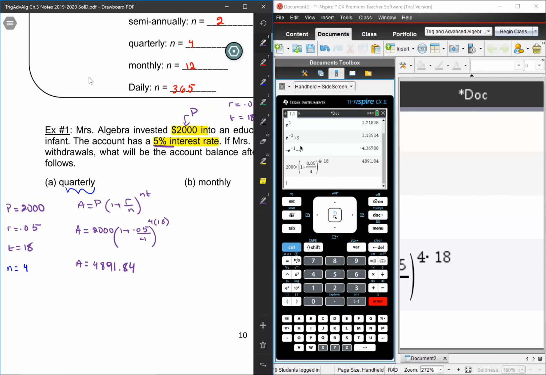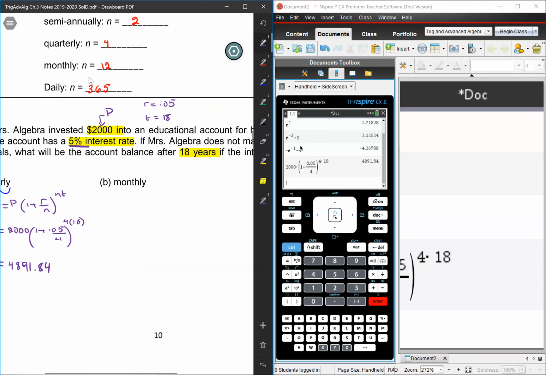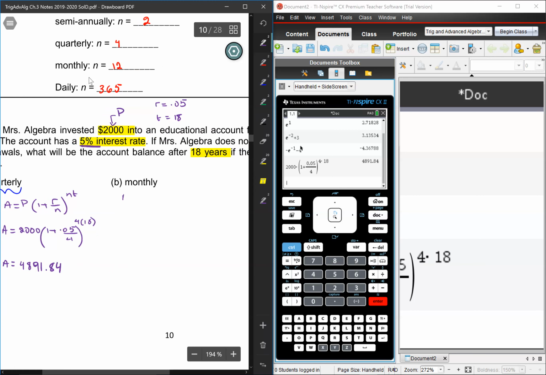Now, for the next one, it's monthly. So what's going to change is N is going to be 12. So A is 2,000 times (1 + 0.05/12) to the power of 12 times 18.